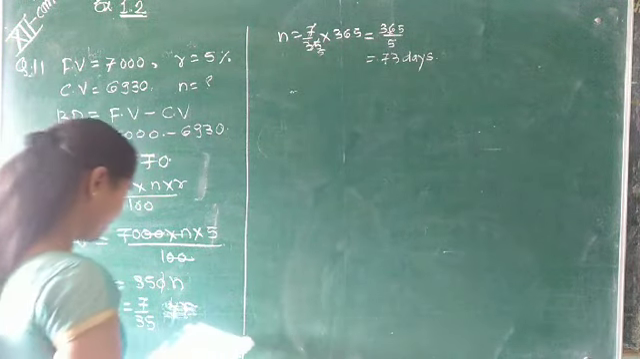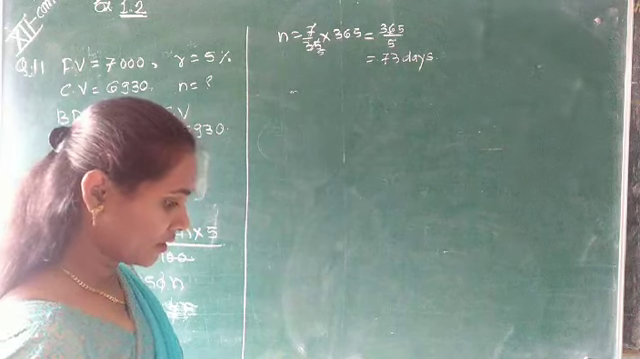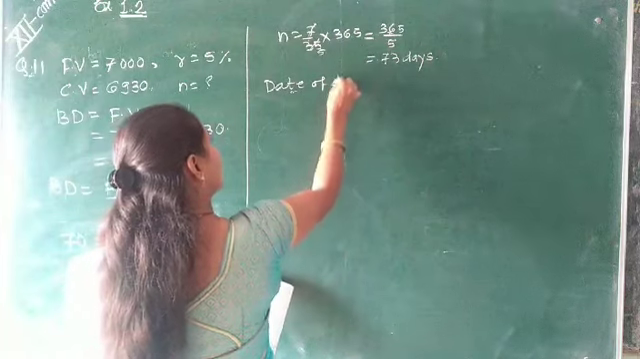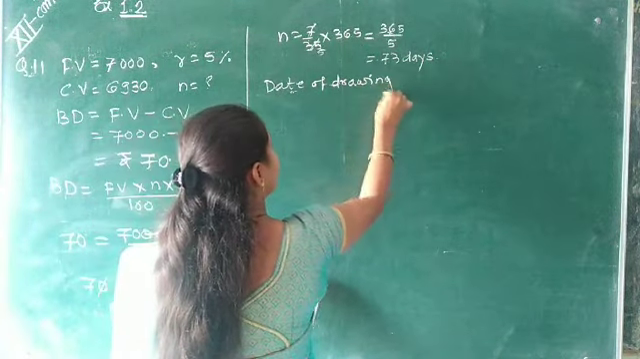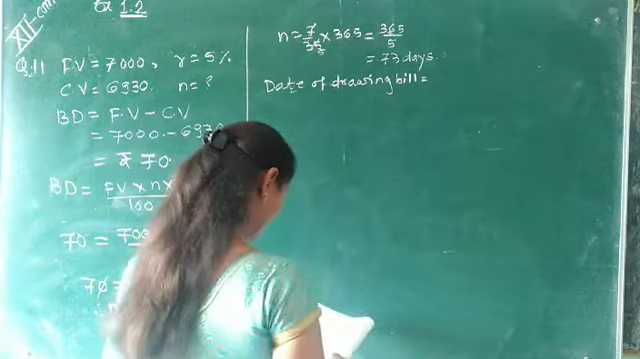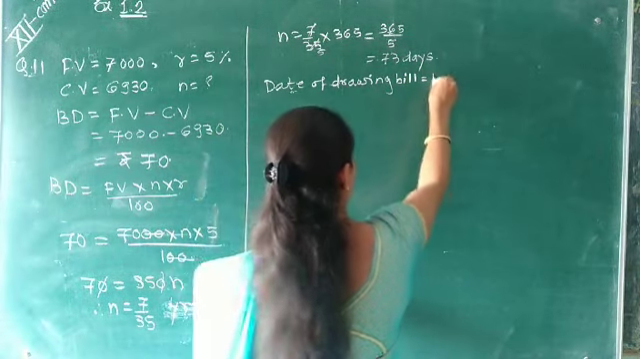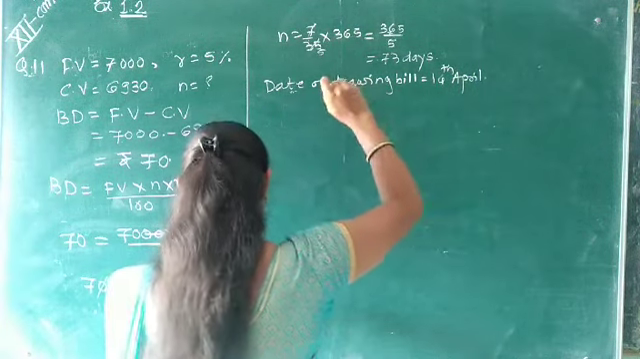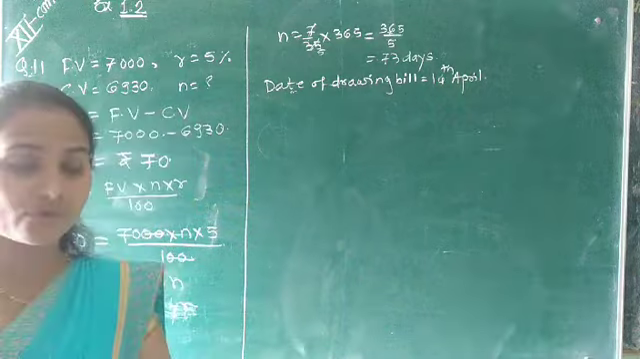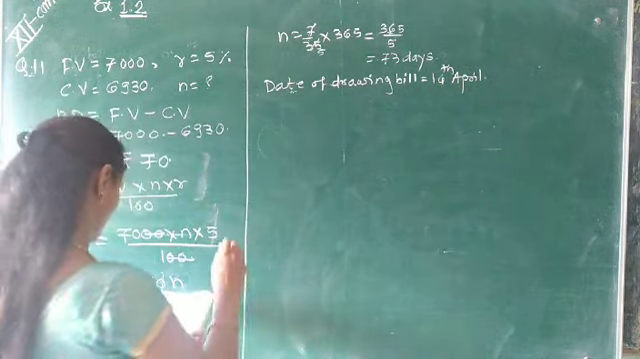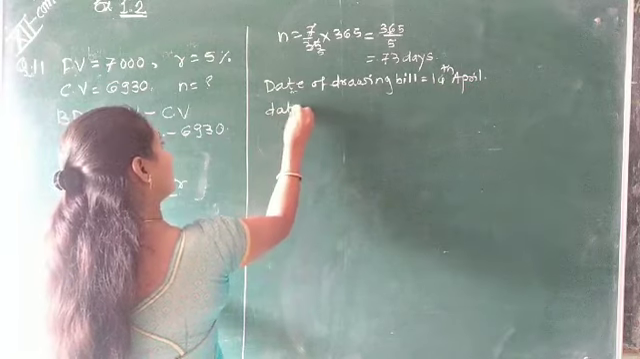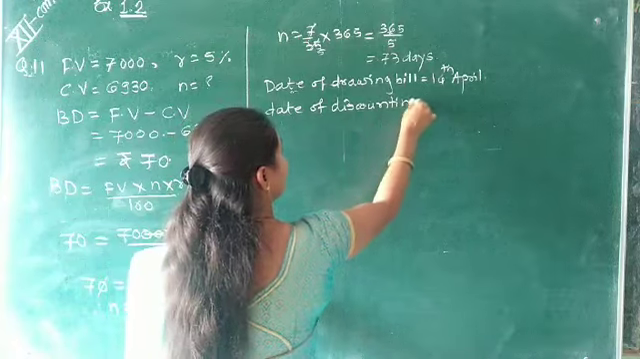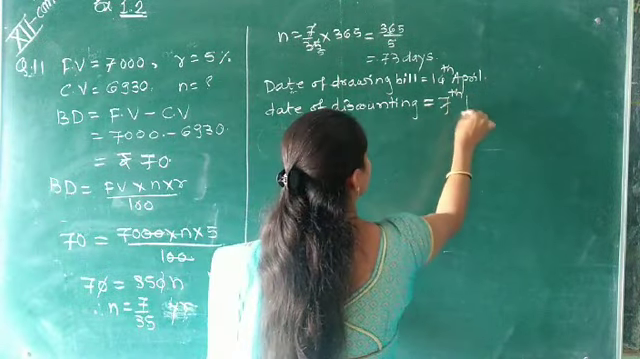So here, what we have given again? Date of drawing the bill is equal to 14th April, and we are going to find the legal due date. And again we have given the date of discounting, that is 6th July. Date of discounting is equal to 6th July.